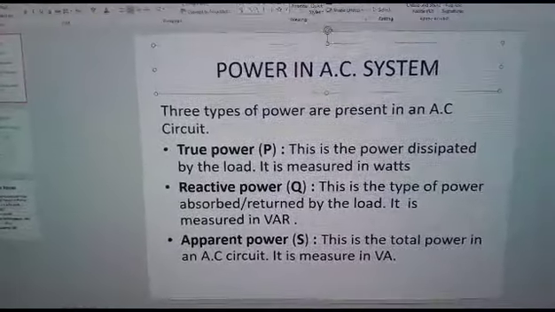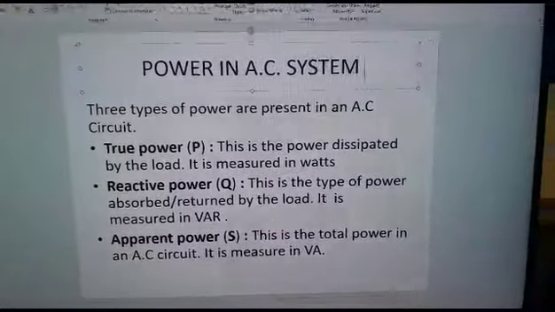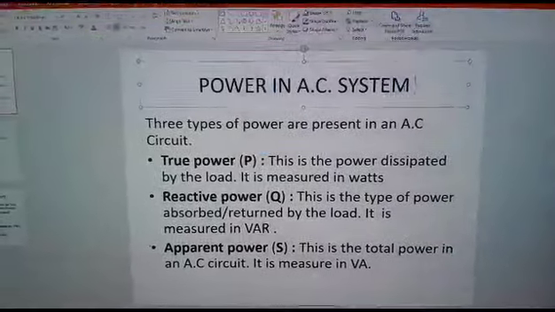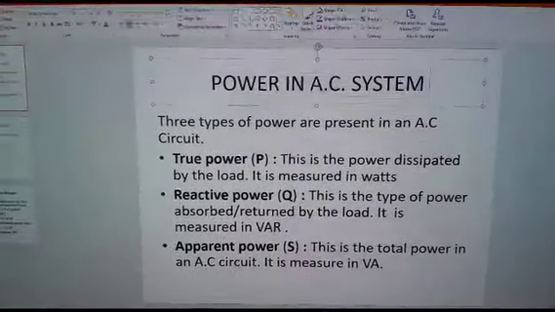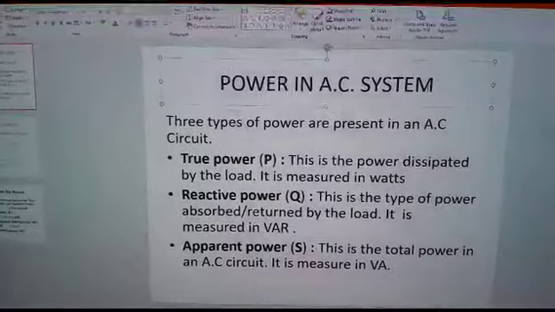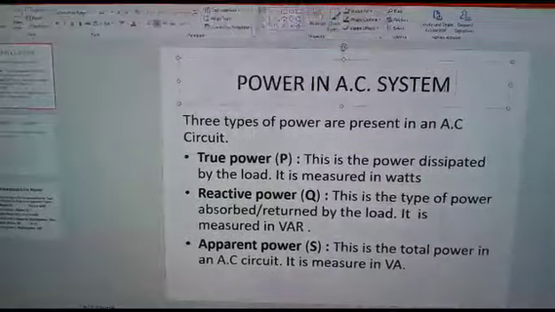Also, the third type of power that we have in an AC system is apparent power. This is the total power in an AC circuit. It is measured in VA. This means that this type of power is the total power, that is, it combines both the power dissipated and the power absorbed or returned.